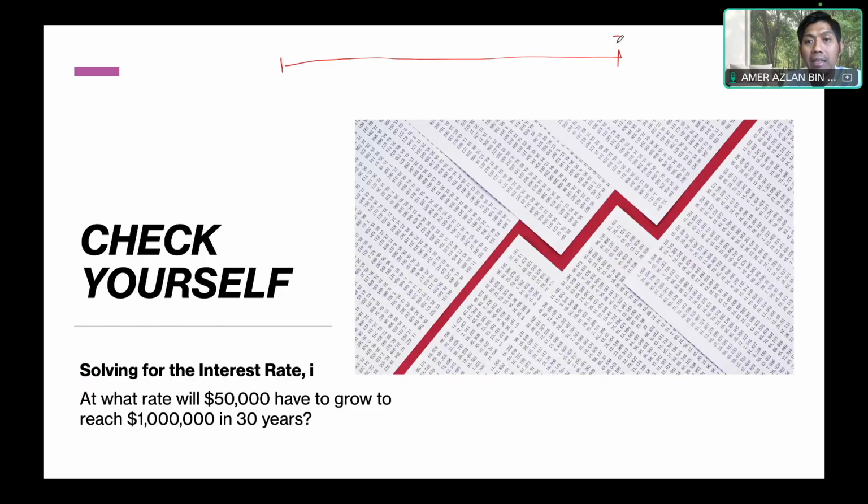So if you draw a timeline, today you have 50,000 and you want your investment to grow to 1 million in 30 years' time. The question is, at what instruments or what rate of investment should you have in order for this 50,000 to grow to 1 million in 30 years' time.